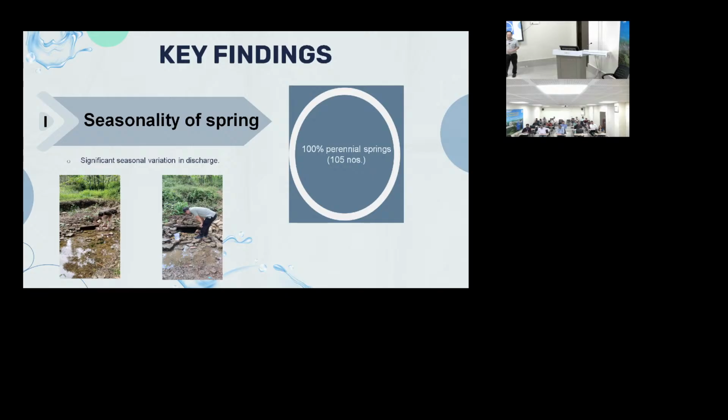Why? Because around 50, 60 households are dependent on this spring. They used to come and fetch water. So the local people in that area call this water source a magic pond, because even if people continuously fetch water, especially during morning, the water remains as it is. I mean, it doesn't decrease.